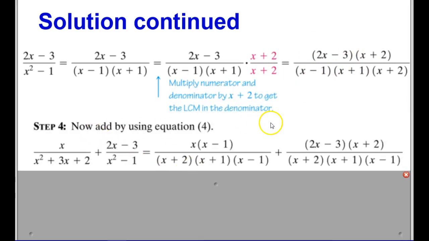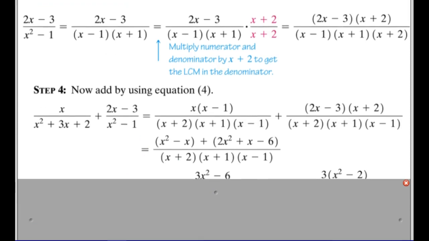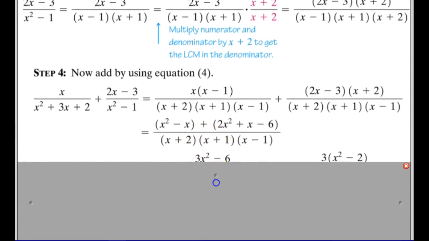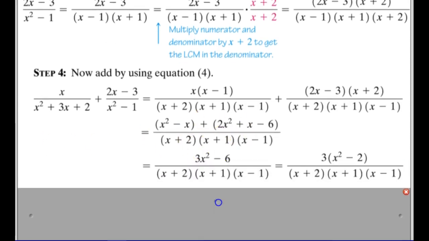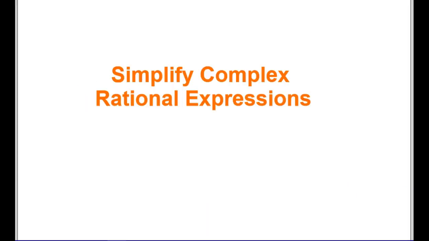So now I can just add my numerators, right? My denominator stays the same and my numerators get added together. Once I do that, I want to go ahead and simplify as much as possible. We're going to leave the denominator completely factored. But now I can just add my like terms and simplify here. Well, I see that I can factor a little bit more because each of these terms can be divided by 3. So I go ahead and do that to get my final expression and my final answer. Okay.